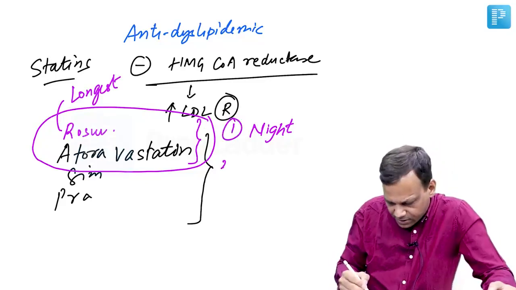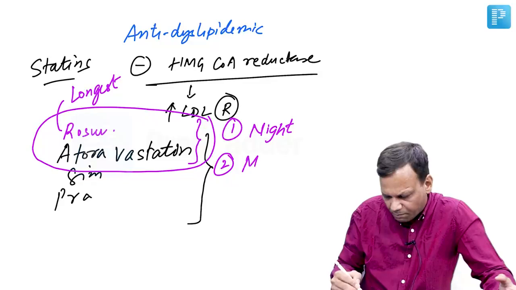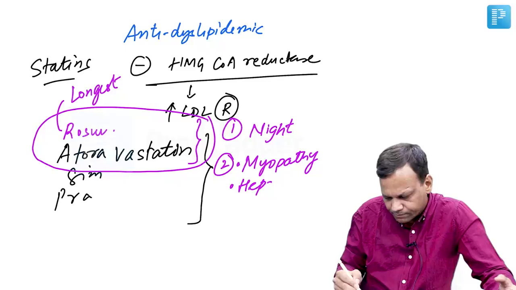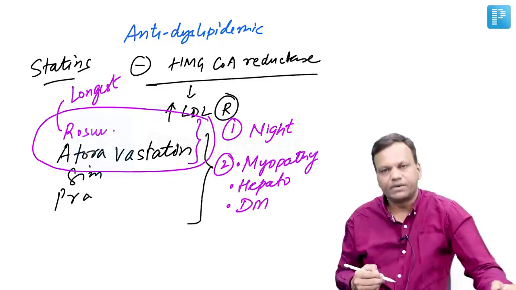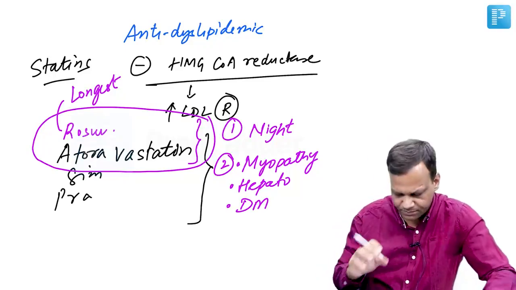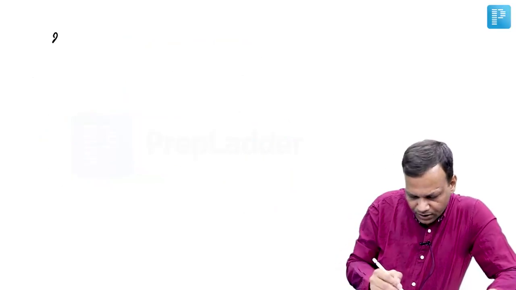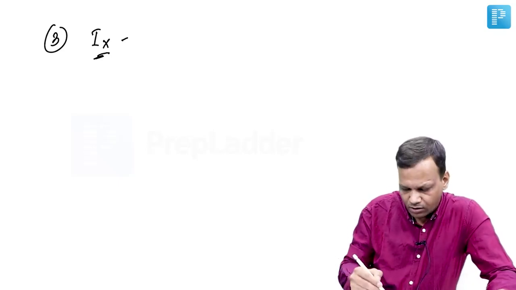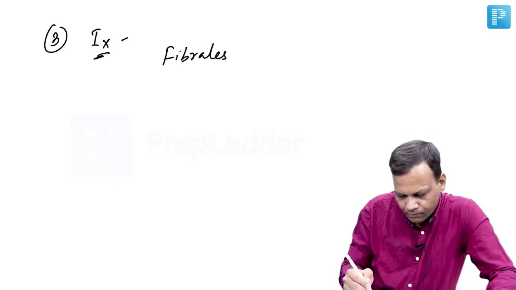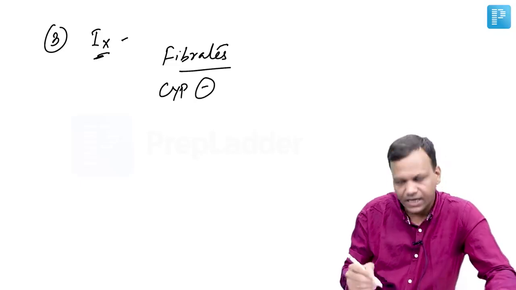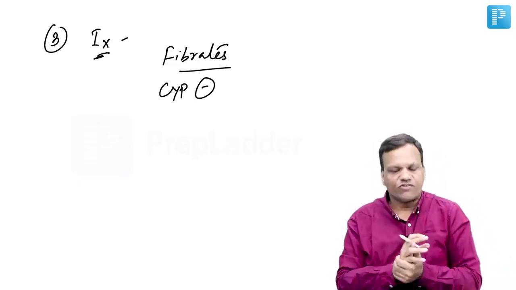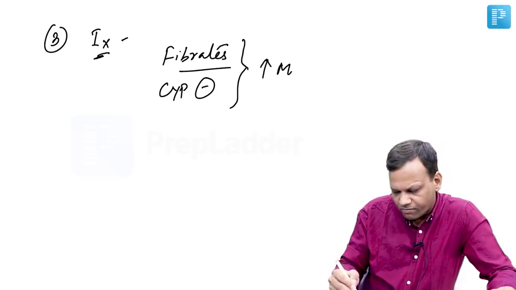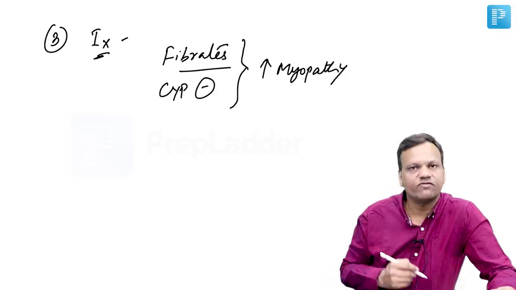Second thing, statins can cause a major side effect, myopathy. Second, statins can cause liver damage, and they can cause hyperglycemia, meaning diabetes mellitus. These are the main side effects of statins. Now, there are important interactions of statins with drugs, in particular drugs which cause myopathy like fibrates, or drugs which are CYP inhibitors like erythromycin or ciprofloxacin. They increase the concentration of statins, and that can lead to increased risk of myopathy. So we should be careful about that.